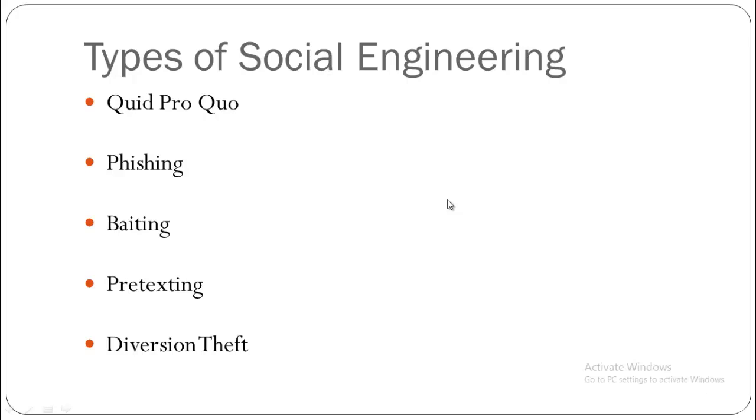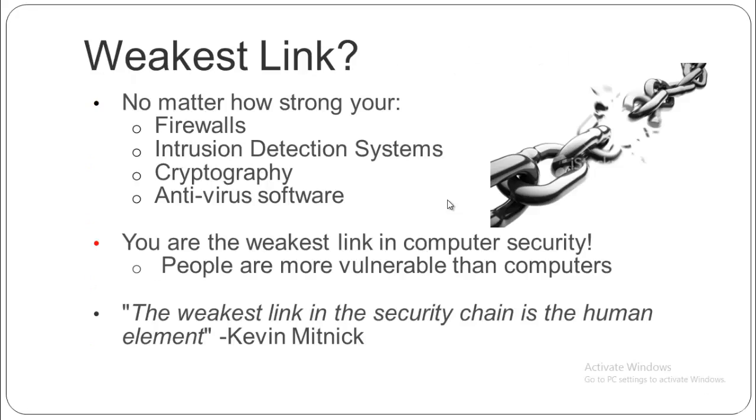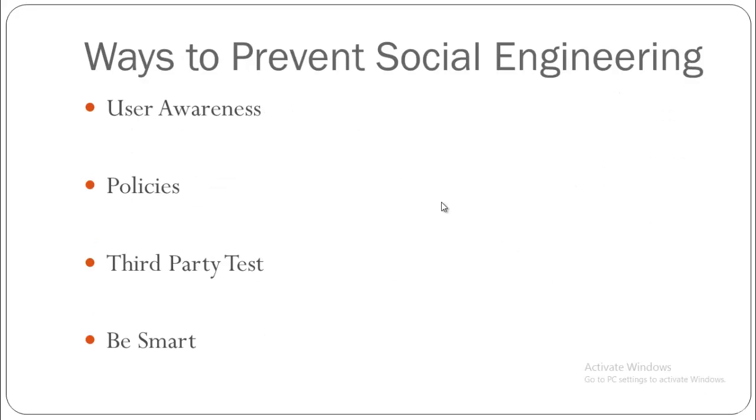So in the previous tutorial, we took a look at different types of social engineering and how they are executed. So the next thing would be to go ahead and prevent these things. There are different things that you would want to know, but before that, you need to know that the weakest link in your organization is not your firewall, intrusion detection system, cryptography, or antivirus software. You are the weakest link in your computer security. People are mostly more vulnerable than the computers, and that is a famous dialogue said by Kevin Mitnick.